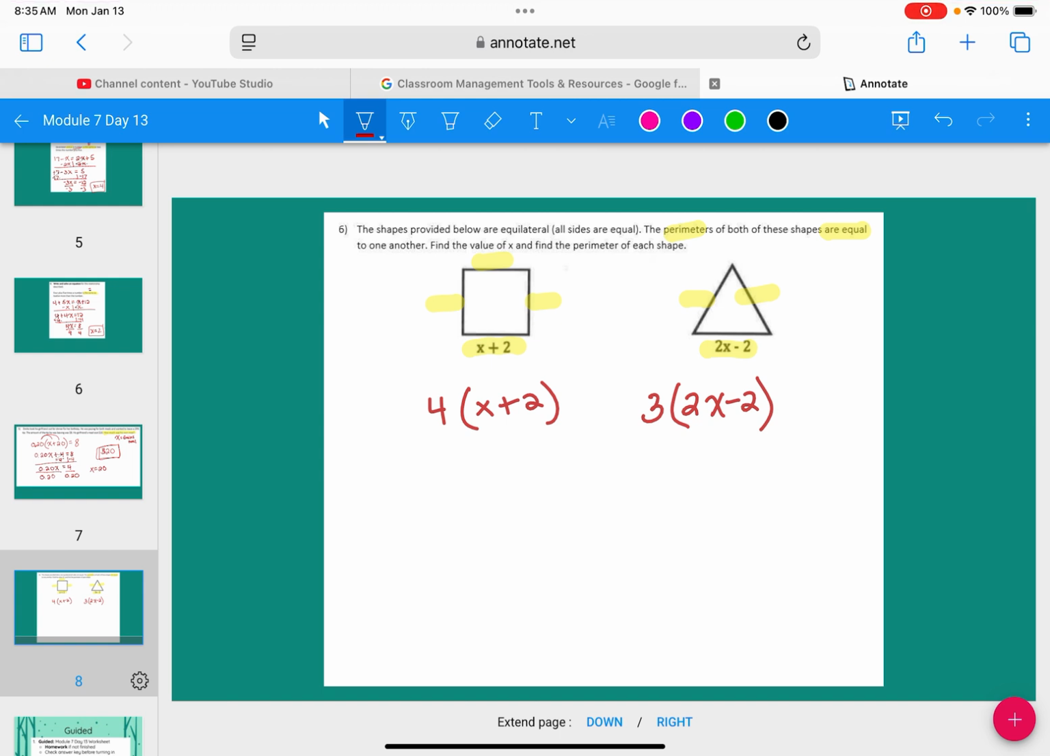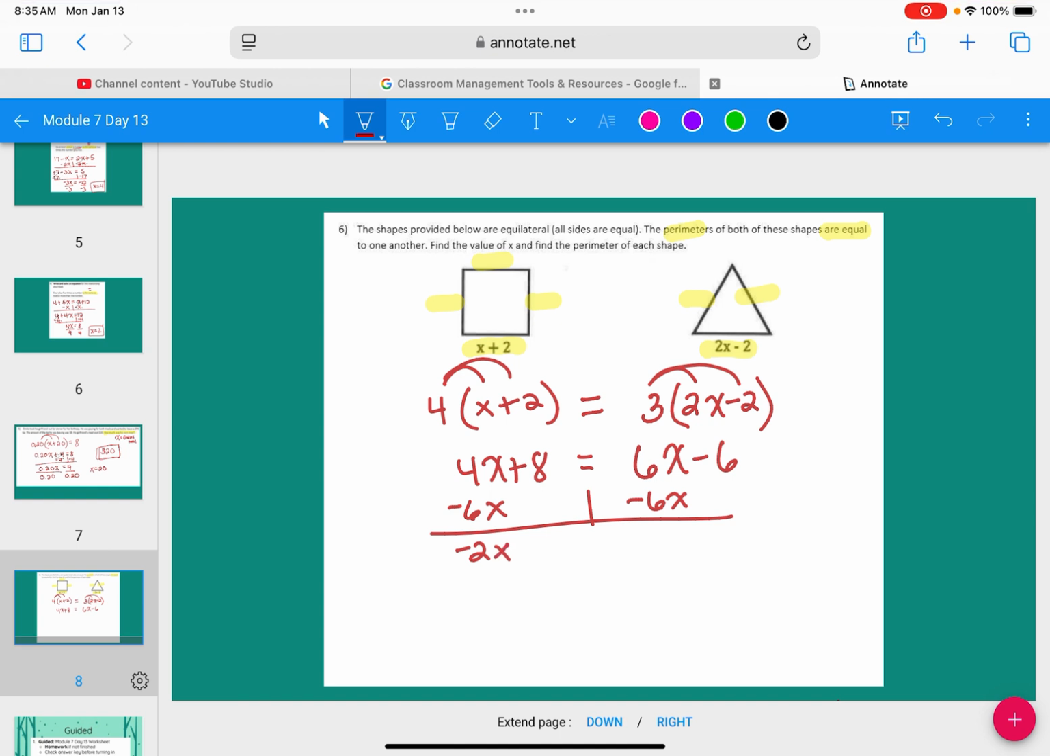Now they told us that these perimeters are equal, so I'm going to solve my equation setting these equal. I have to distribute on both sides. Don't forget to distribute to that second number in parentheses. So you're going to have 4x plus 8 equals 6x minus 6. A lot of people keep forgetting, and they'll do like 4x plus 2 and 6x minus 2. So they multiply the first term, but they forget the second. All right, we're going to solve.